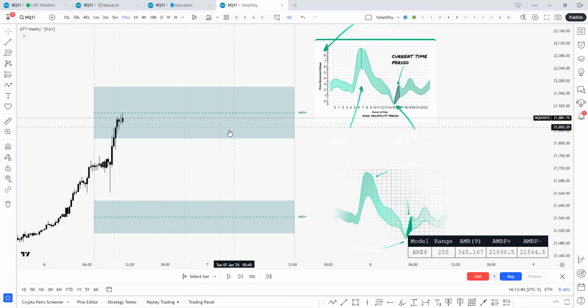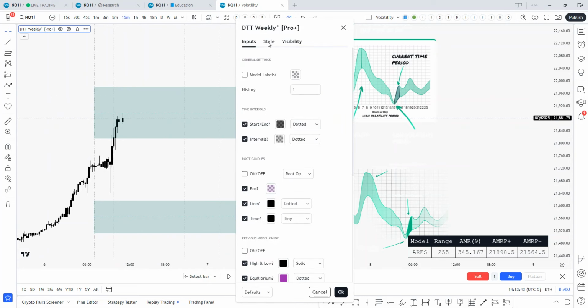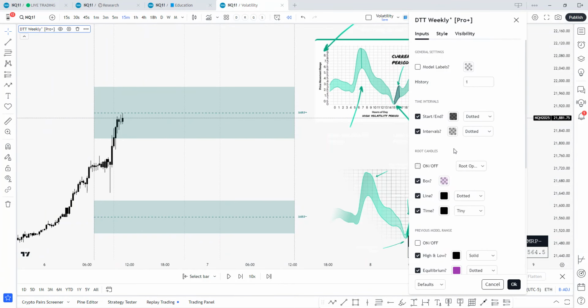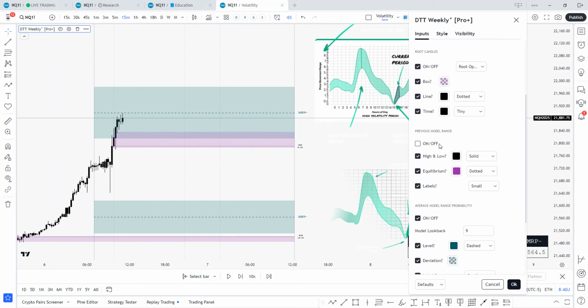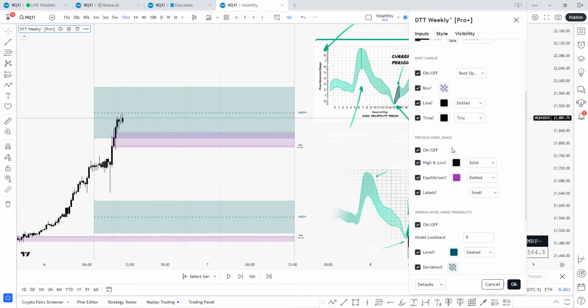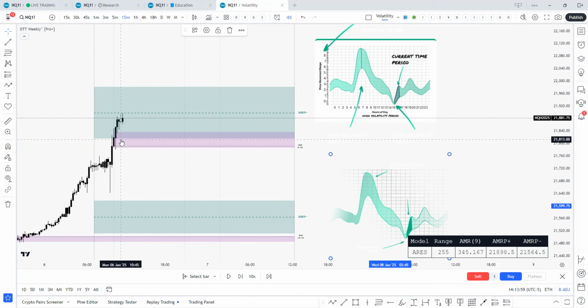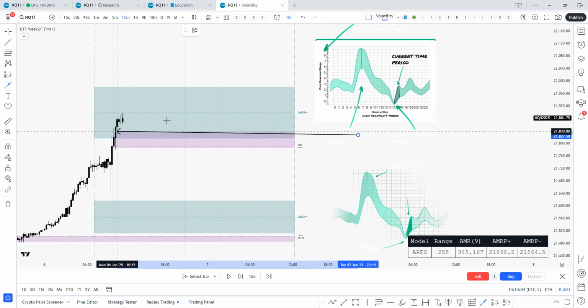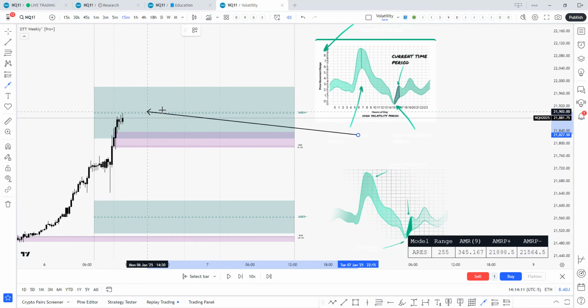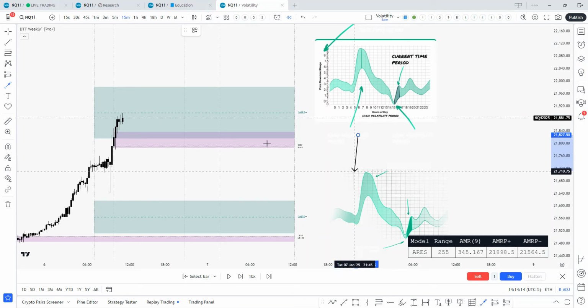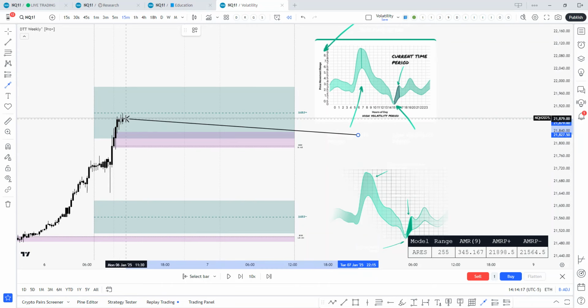So now that we understand AMRP here, we also have the capability of having a root candle and the previous model range high and low. So I've spoken about this before. When we have this root candle, we now have a couple more capabilities. It adds even more utilization with the indicator. So now I know this is likely how far price will go to the buy side because of volatility measurement. All I need is a pretty simple entry at that point.